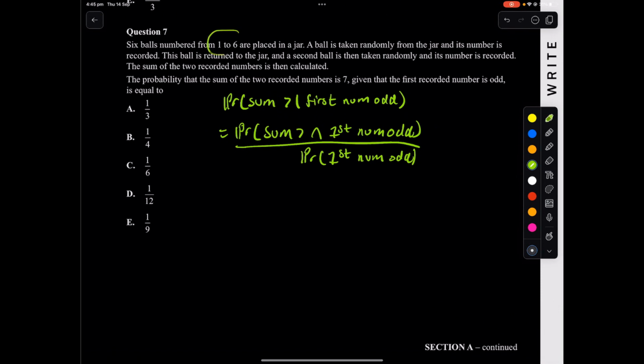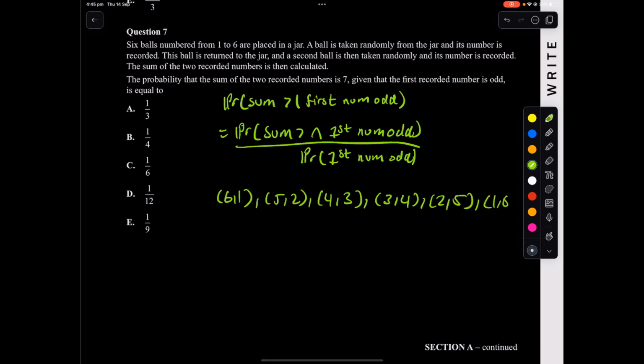So we want, there's only 1 to 6. These are numbered 1 to 6, and there's only 2 balls we're taking out. So what is the probability of just getting the sum of 7? Well, we can get 6, 1, 5, 2, 4, 3, 3, 4, 2, 5, 1, 6. These are the only ones that can give us a sum of 7. And we want them to intersect with being odd. So which one's odd? The first number is odd. This one's first number is odd. First number is odd. This is, yeah, first number odd. So there's 3 of them.